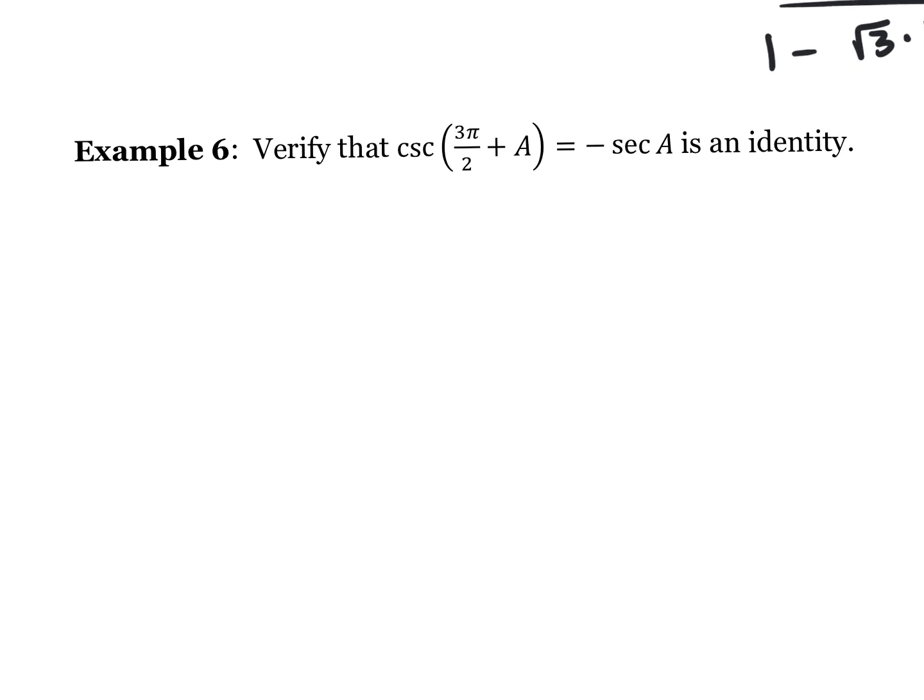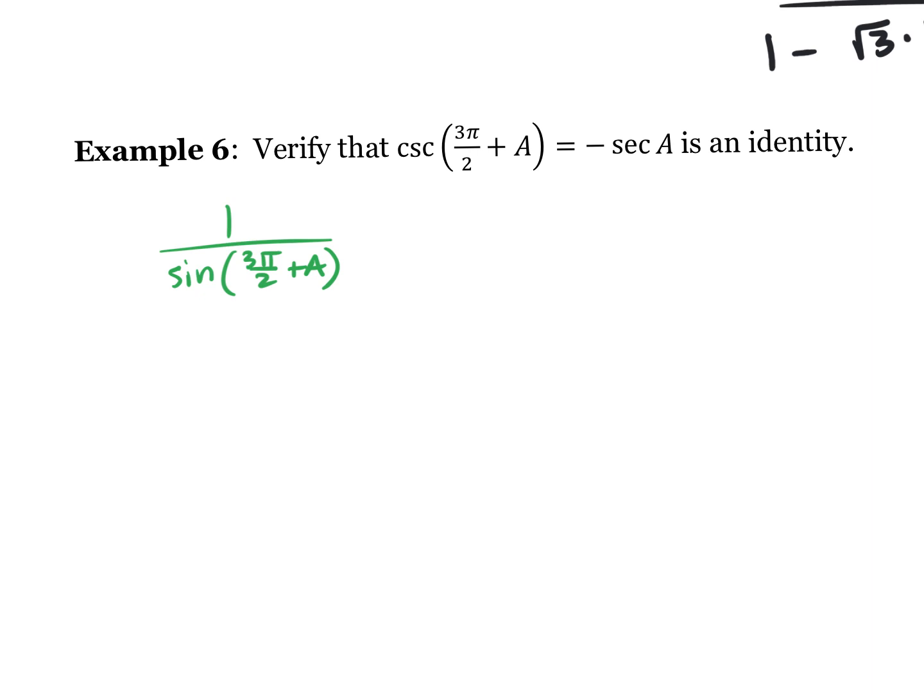The last thing, we got to verify this. This is like what our 7-2 quiz was on. We don't even have a rule for cosecant. But cosecant's the same as 1 over sine. So could I rewrite this as 1 over the sine of 3 pi over 2 plus a? And to that, you're going to say, yeah, you can.